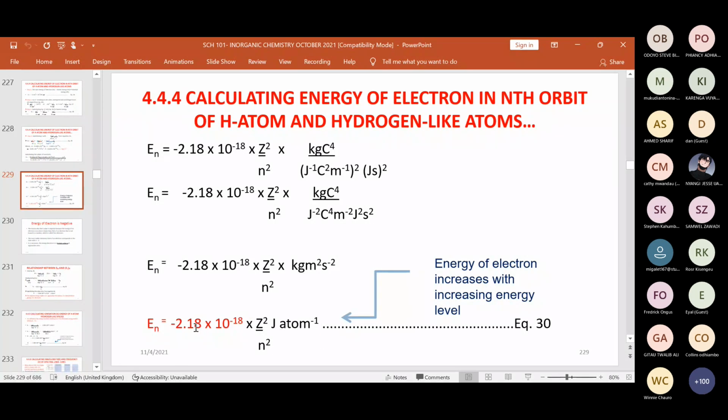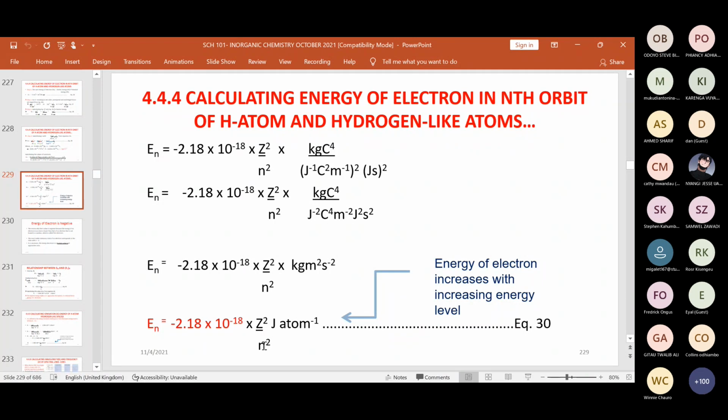So remember, all the big values we had are reduced because they are constants. They will be reduced to this value. So what is changing in terms of energy as the electron moves from one energy level to another energy level is the value of N. So for the first orbit, the value of N will be replaced by 1.